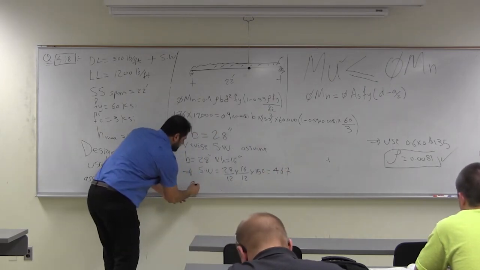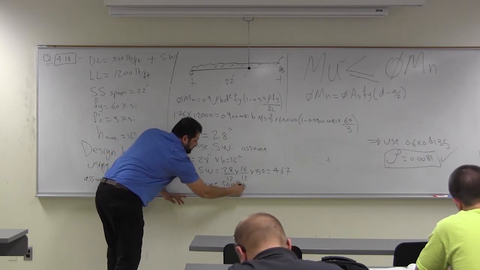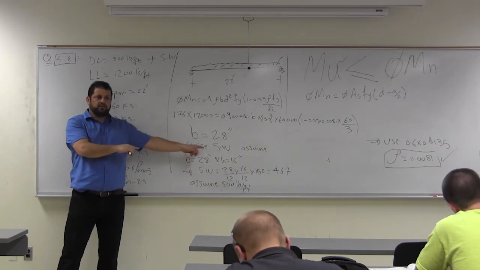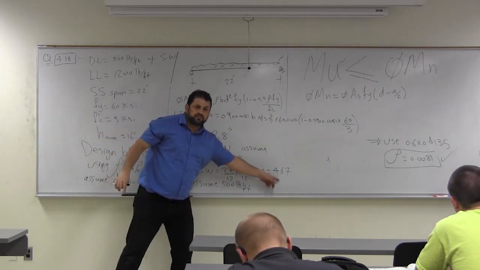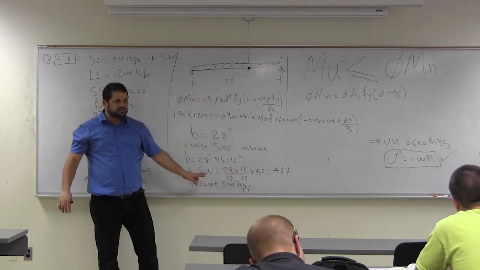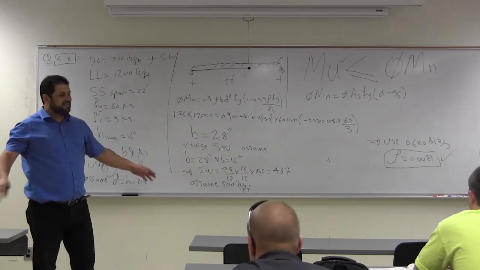Assume 500 pound per foot. I don't want to go back one more round. Not a big deal. I bumped this one from 467 pound per foot into 500. That's a design. We are not selling gold.